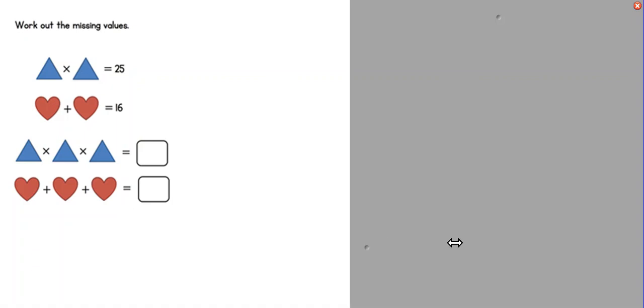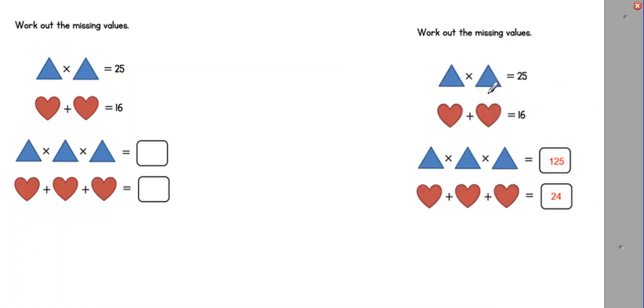Okay, then let's have a look. So, each of these triangles are both worth 5, aren't they? Because 5 times 5 is 25. Each of these hearts are worth 8, because 8 plus 8 is 16. Make sure you take care of your signs. So here, you're going to do 5 times 5 times 5, which is 125, and 8 add 8 add 8, or 8 times 3, which is 24. Well done if you got that one correct.